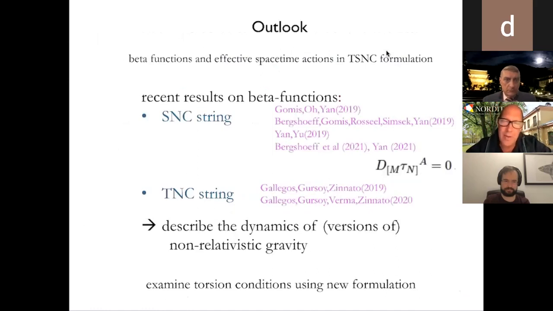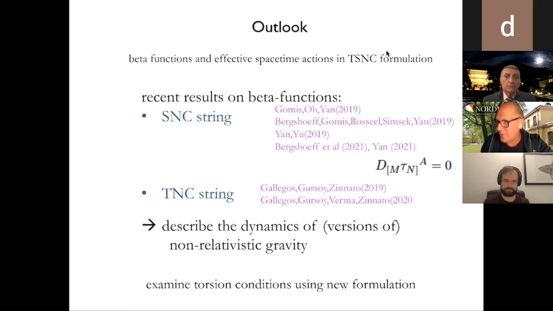I will skip to the outlook. There has already been quite some work on beta functions for non-relativistic string theory. Some very interesting results, one for the so-called SNC formulation and also for the so-called TNC formulations. And they're all very interesting. They describe the dynamics of some versions of non-relativistic gravity.